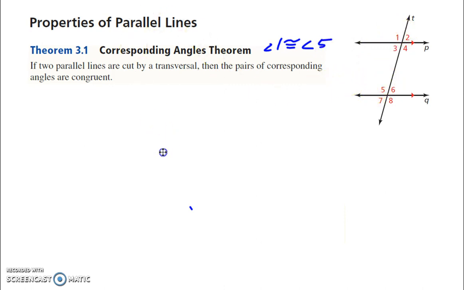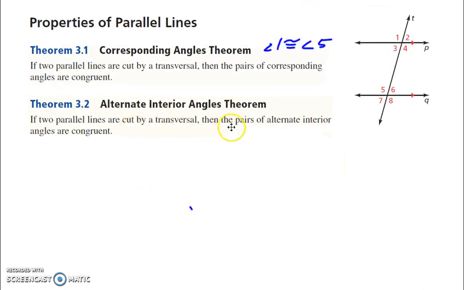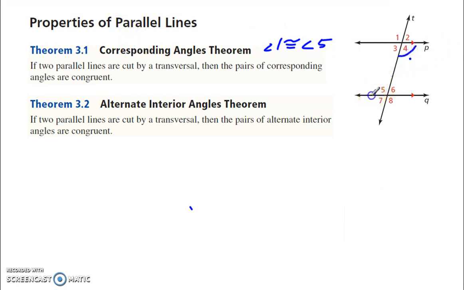All right, theorem 3.2, the alternate interior angles theorem. If two parallel lines are cut by a transversal, then the pairs of alternate interior angles are congruent. For example, we have 4 and 5. Those are alternate interiors, so angle 4 is congruent to angle 5.